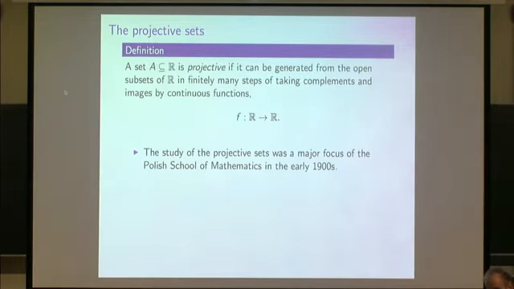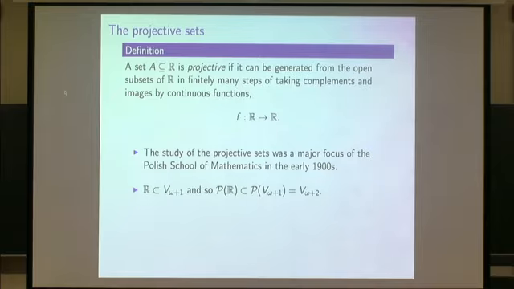All right, so they're the projective sets. These are not the projective sets in algebraic geometry. These are the projective sets from analysis. A set of reals is projective if it can be generated from the open sets in finitely many steps of taking complements and images by continuous functions f from R to R. So the open sets from the point of view of analysis are simple sets. In fact, they're just specified by the sets of rationals that lie in them. And the study of these sets was a major focus of the Polish school of mathematics in the early 1900s.